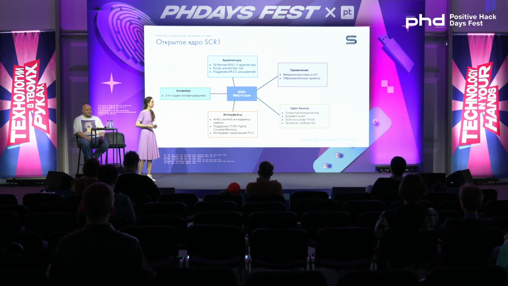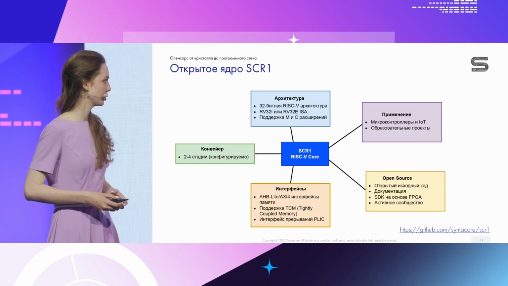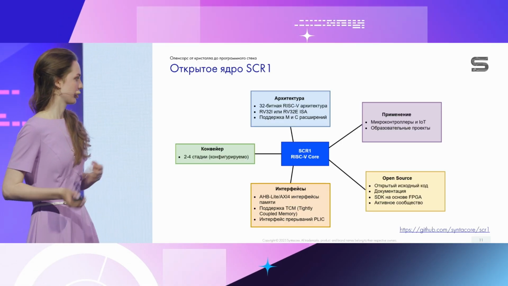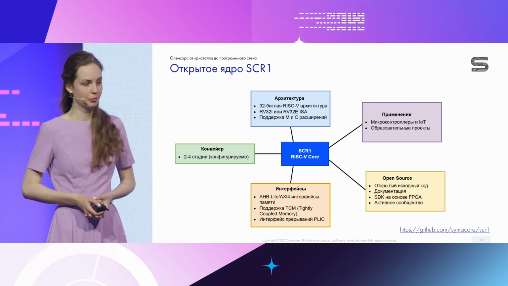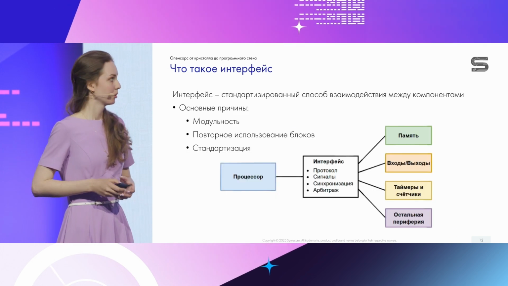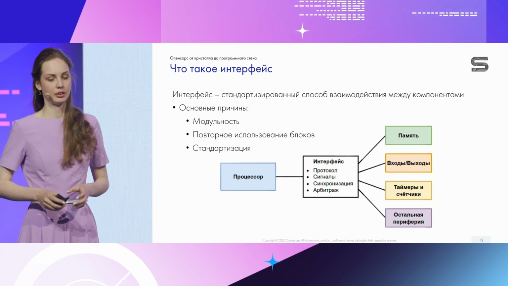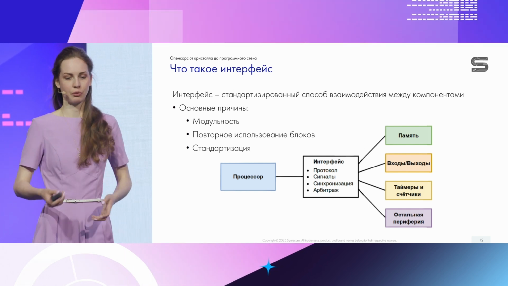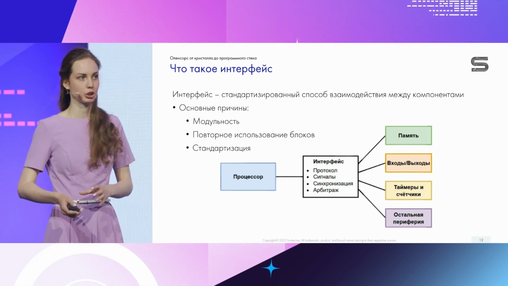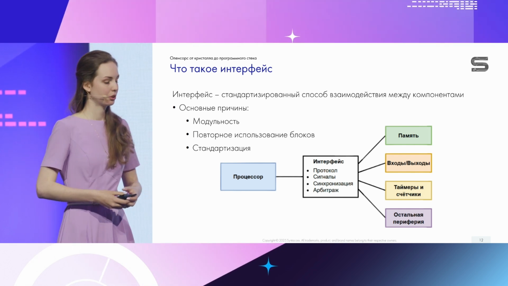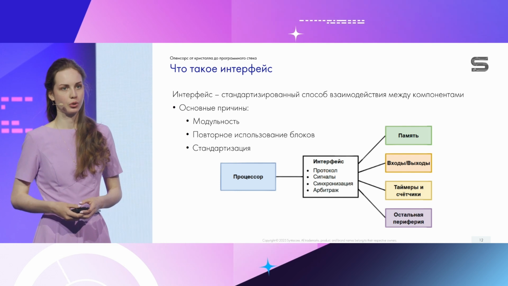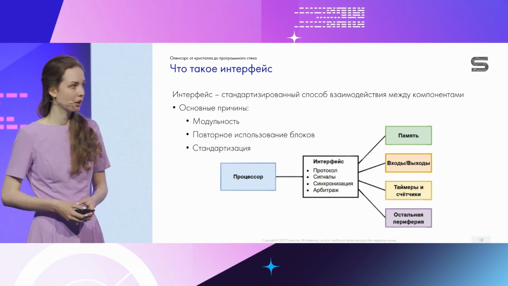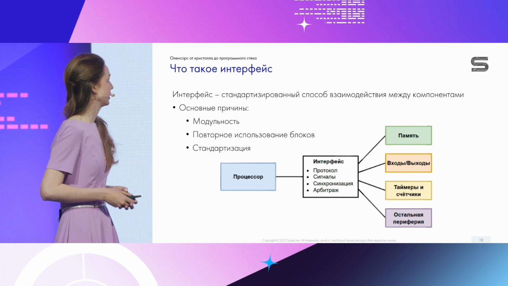Interesting part is interface. It's AHB and AXI interface, and also PLIC interface. We discussed interfaces. It's important when designing any core and of what to make from the beginning. Interface is a system where processor components can interact.